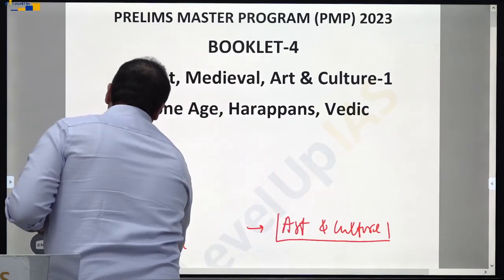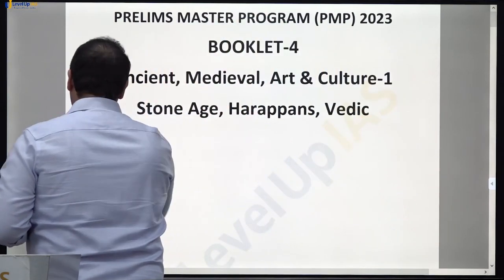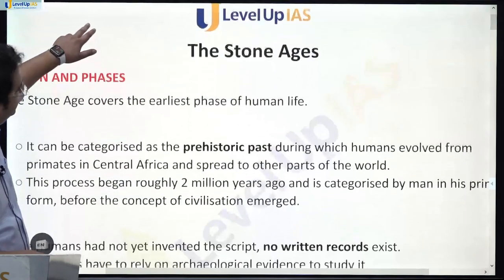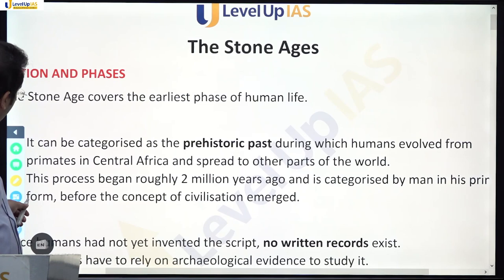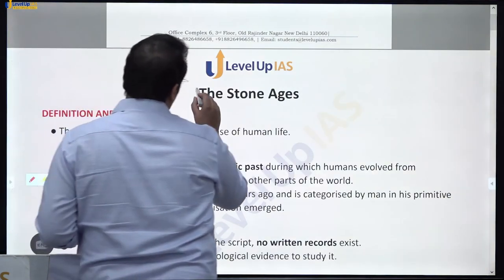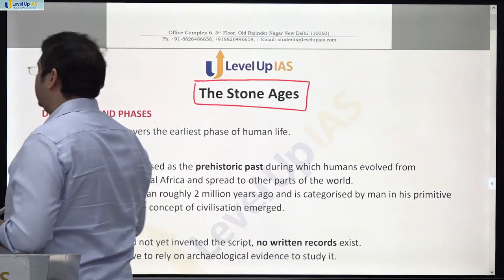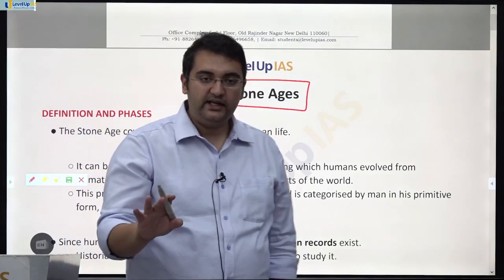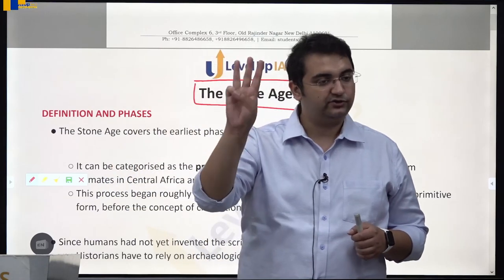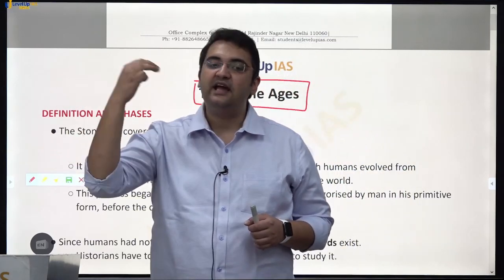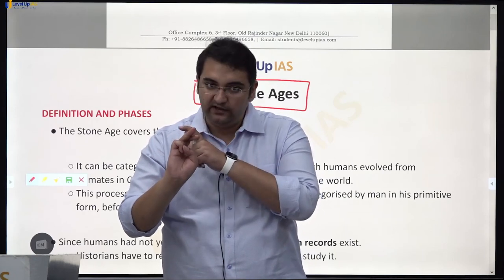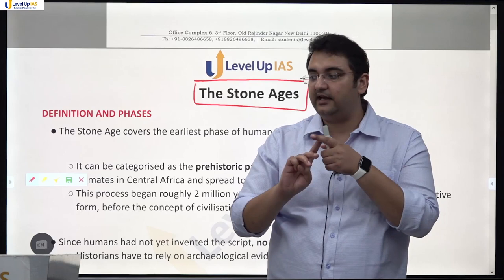Okay? So this is a brief overview of the timeline and the themes of history in ancient and medieval art and culture that we will be covering. The first topic that we'll be covering is the Stone Ages. Right? Now, before we talk about the Stone Ages, let me tell you that our past can be divided into three distinct historical phases on the basis of the evidence that is available to study it. These are prehistory, protohistory, and the historical phase. What is the difference between each of these? Tell me.